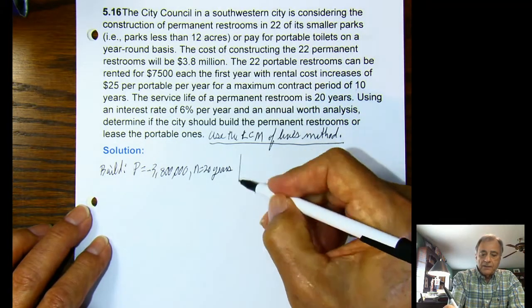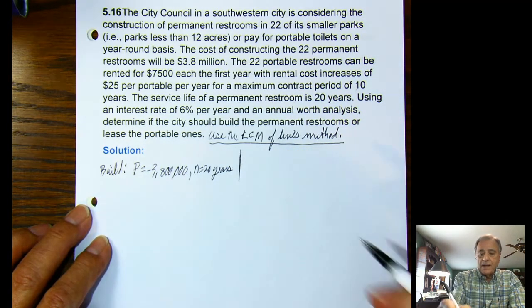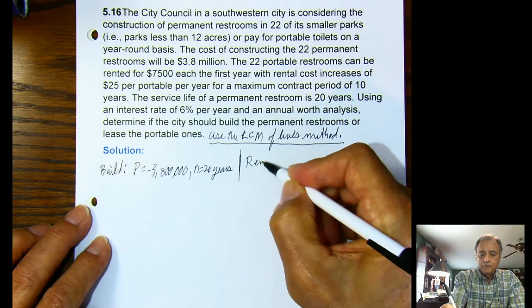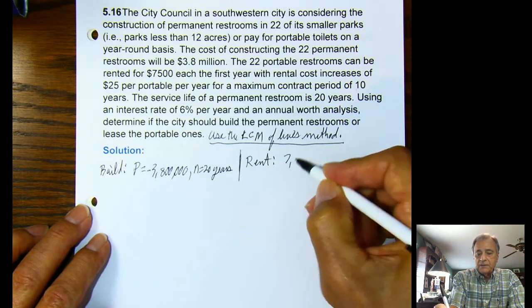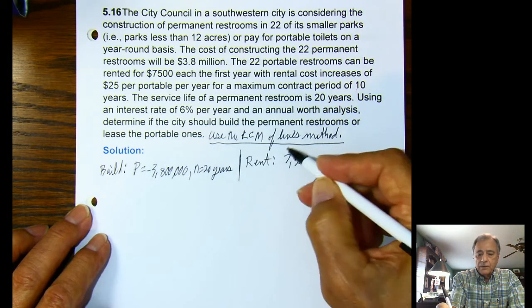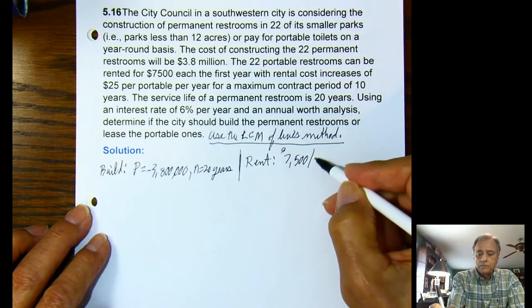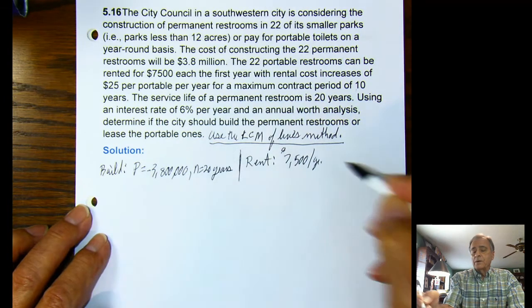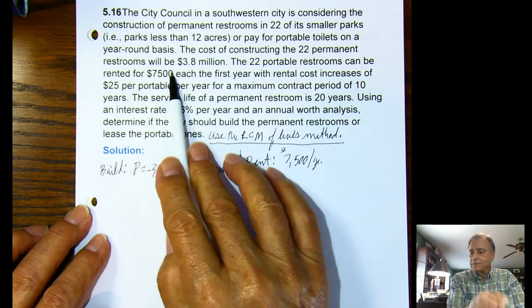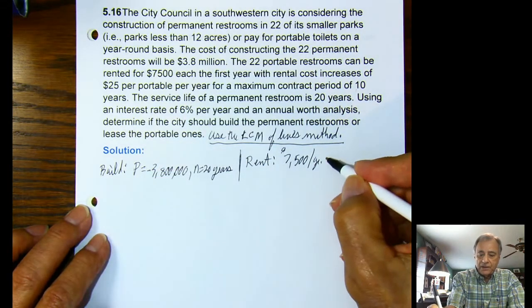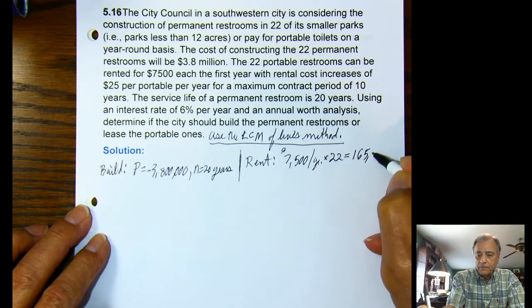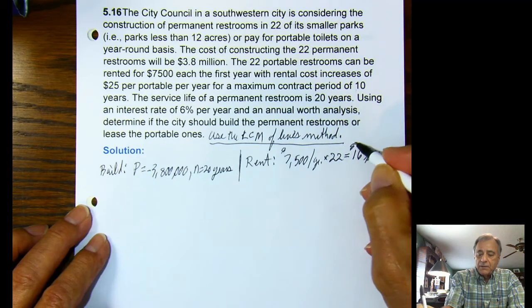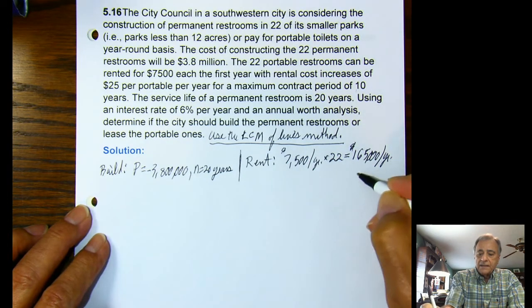On the other hand, you have the rent option, and that is going to be $7,500 per year per porta potty, okay? And there's 22 of them that are needed, so that'll be times 22, which is $165,000 per year. That's in year one.